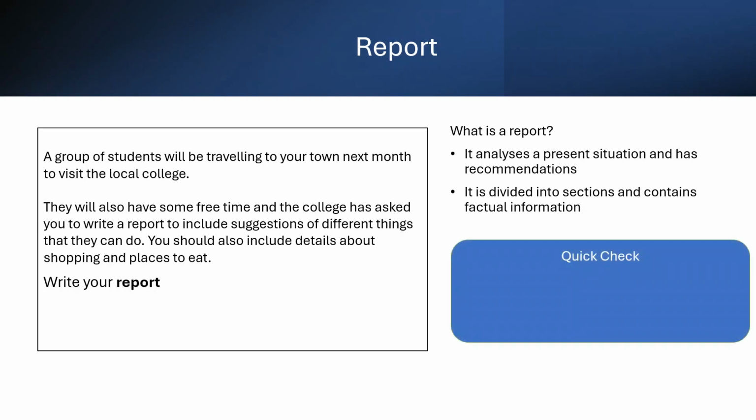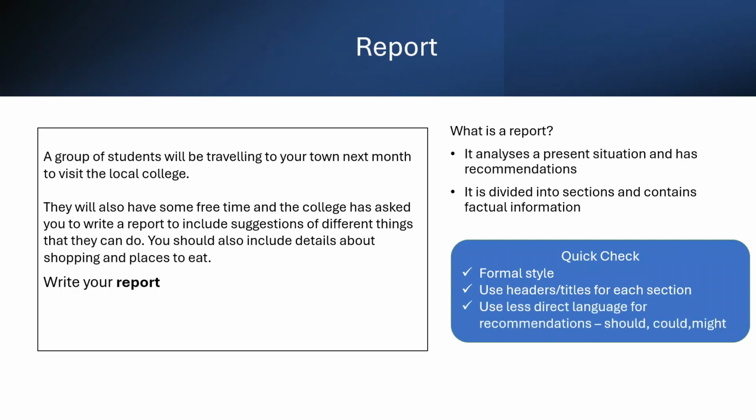And just a quick summary of how we write a report. The style is formal, the language is formal. We use headers or titles for each section or paragraph. We generally use less direct language when we're talking about recommendations, so we would use words like should and could.